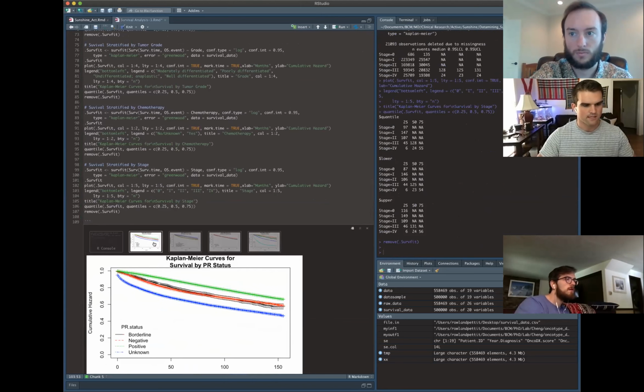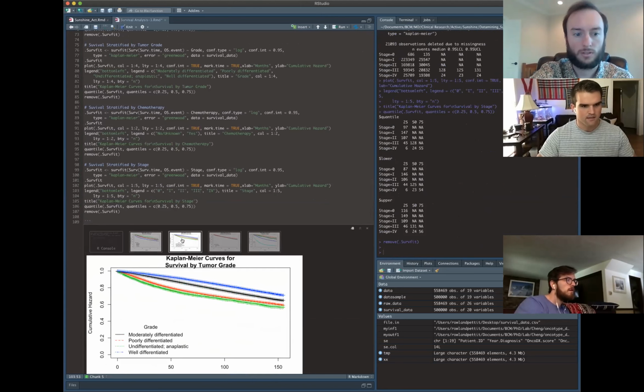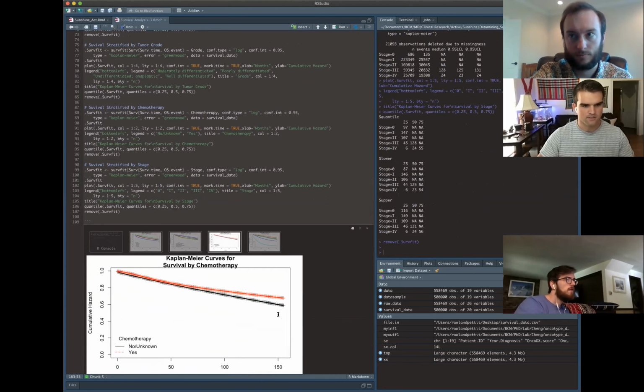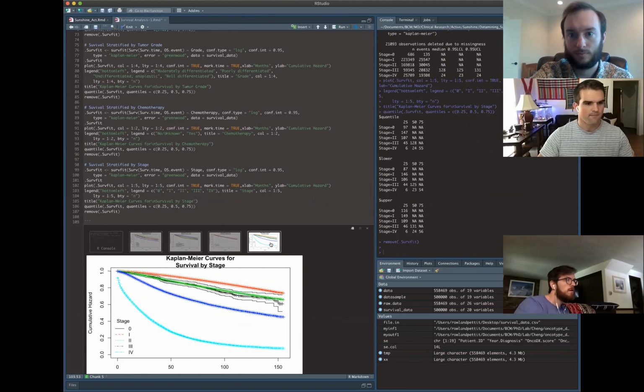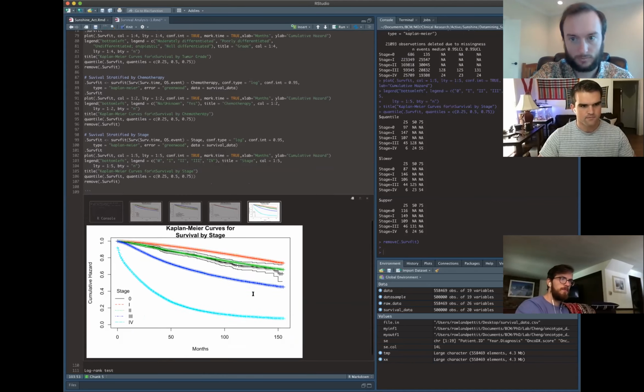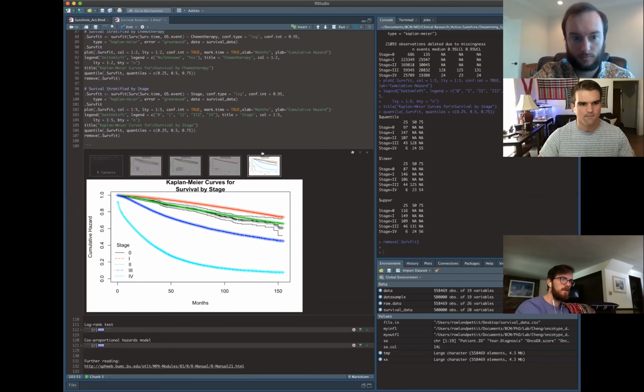So quickly you can see how survival is impacted by progesterone receptor status, by tumor grade, by whether or not someone received chemotherapy or not, and by initial starting stage. As you might expect, stage 4 tumors have a much greater hazard compared to stage 0 and stage 1. So with that, that's the introduction to the Kaplan-Meier curves and some code for you to do it.